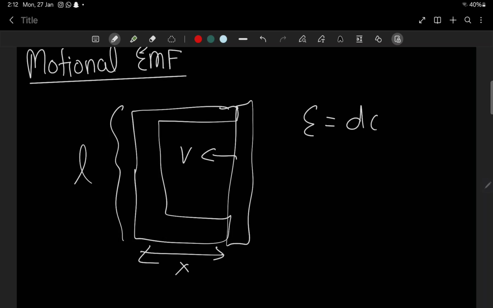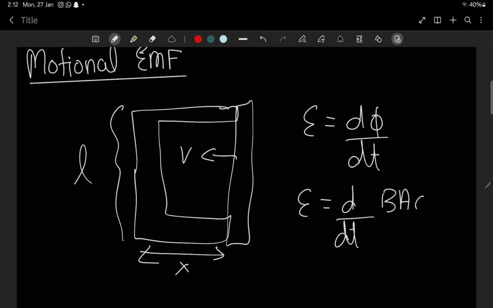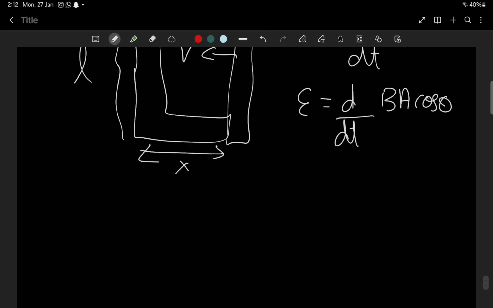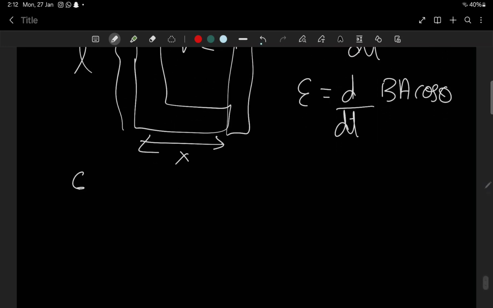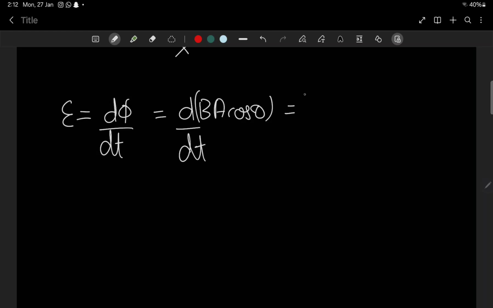E is equal to d phi B by dt, so equal to d by dt of BA cos theta. So E is equal to d phi by dt, that is d(BA cos theta) by dt. Here A is the area, and cos theta is 0, no problem. A can be written as length into breadth, Lx. So B will come out, L also will come out, so dx by dt. Hence we get EMF equal to BLV.